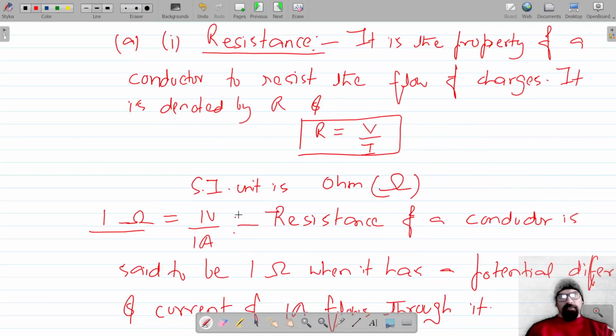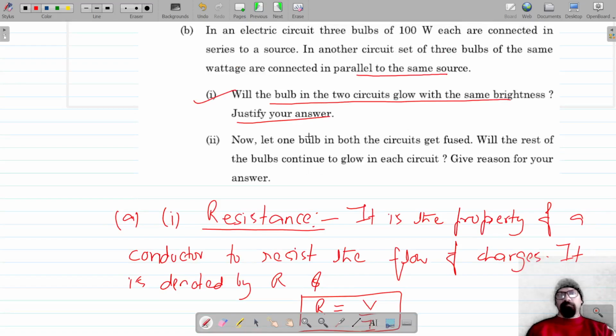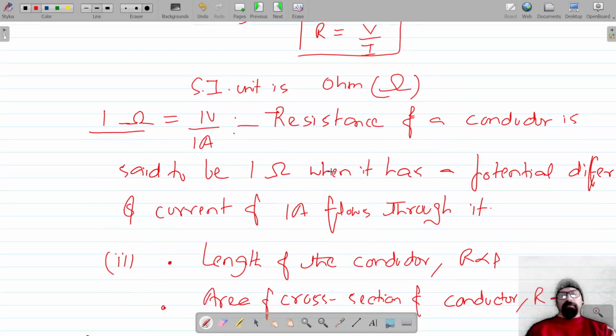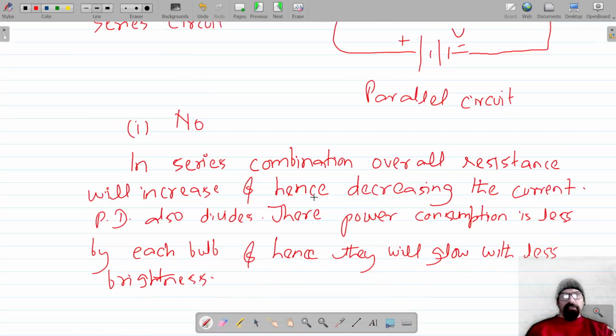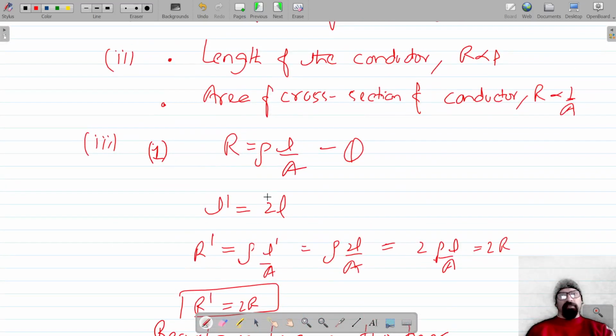Okay, but in parallel, it will not be the case. For a parallel circuit, you can write that in parallel combination, overall resistance will decrease and hence the current increases. The potential difference in the parallel remains the same. Therefore, power consumption is more in each bulb, and hence they will glow with more brightness. Here, the brightness is less.